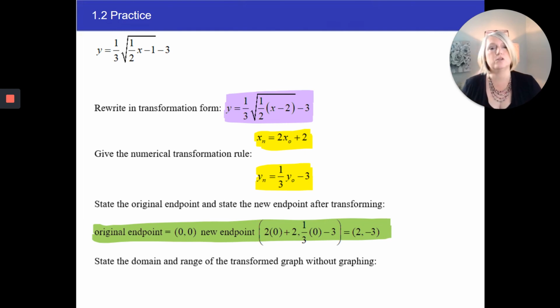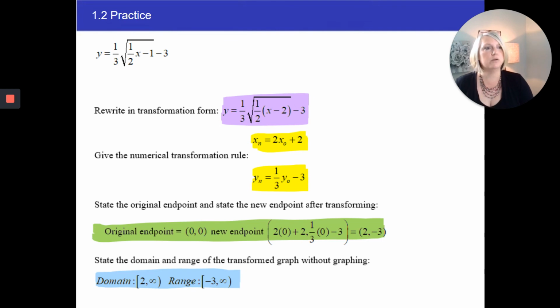Now, what happened in these transformations? Really, what I want to know is where did the endpoint go, which we've got as 2, -3. And then the question is from that point, do we still go to the right and up, or was there a flip? I take a look at my transformations and say there was no horizontal flip and no vertical flip. So from that endpoint, it still should go to the right and up. So think about the domain and range, and go ahead and write your domain and range in interval notation for me.